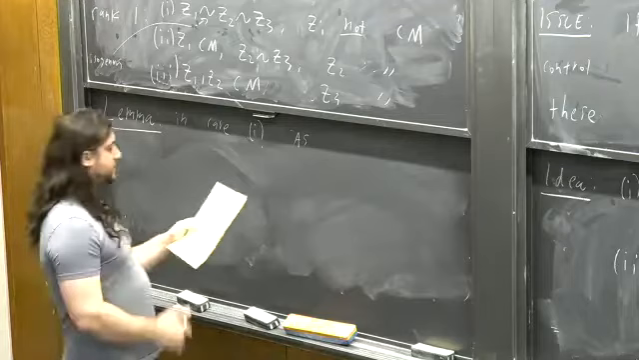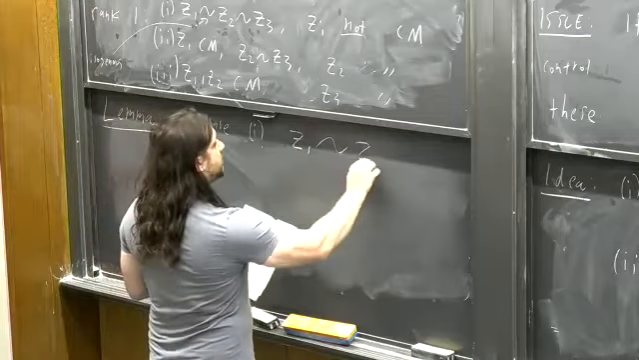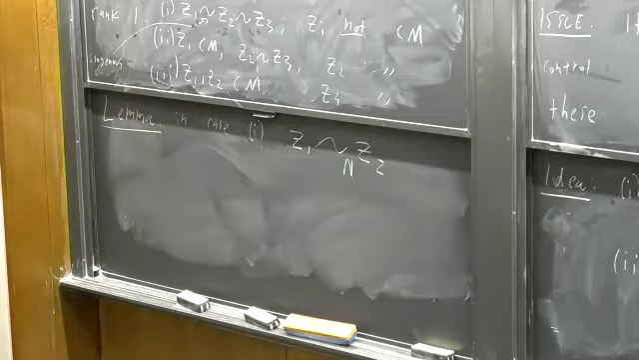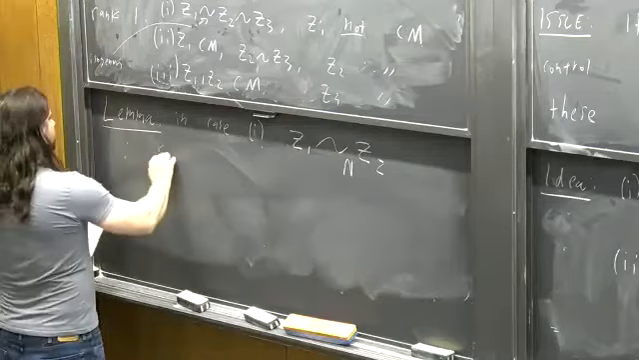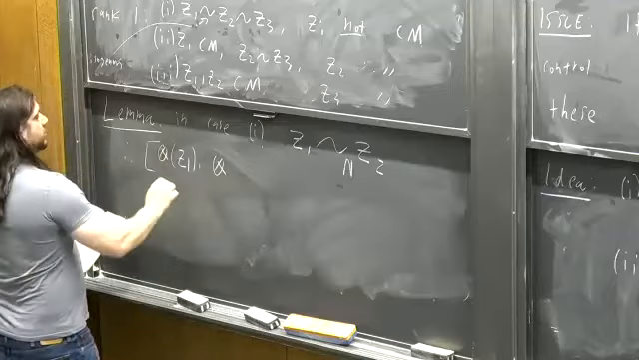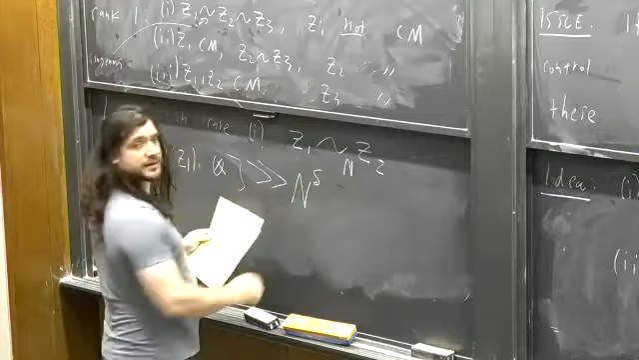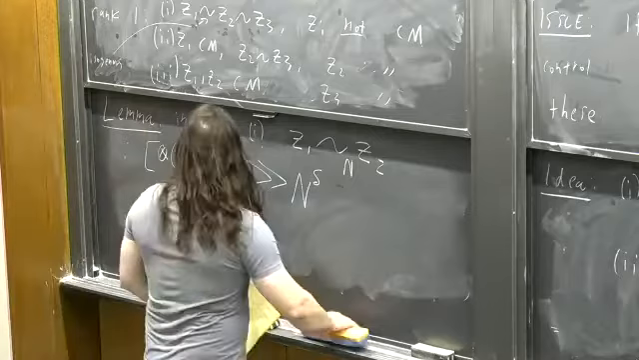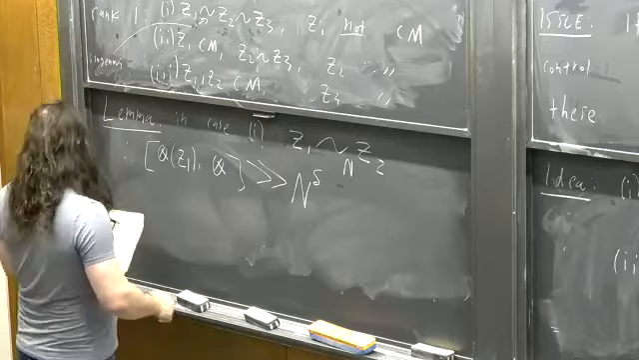Okay. So in case one, let's assume that Z1 is isogenous to Z2 by an isogeny of degree n. Then we're going to conclude that the degree of Z1 over Q is at least n to the delta for some delta bigger than zero. Okay? And that will enable us to start the argument. So let's prove this. I wrote very large. Let's go over here.